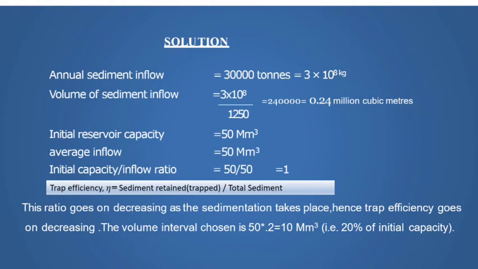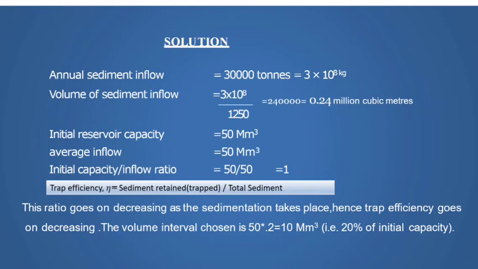And this capacity inflow ratio goes on decreasing as sedimentation takes place. Why? Because capacity decreases as sedimentation takes place, and in turn trap efficiency decreases. And the volume that we have chosen here is a step of 20, that is we'll take it at 100% capacity, 80% capacity, 60, 40 and 20. Again, even though in the procedure we have said 10%, you can take it as 20 for ease of calculation during exams and while you do it in your notebooks.